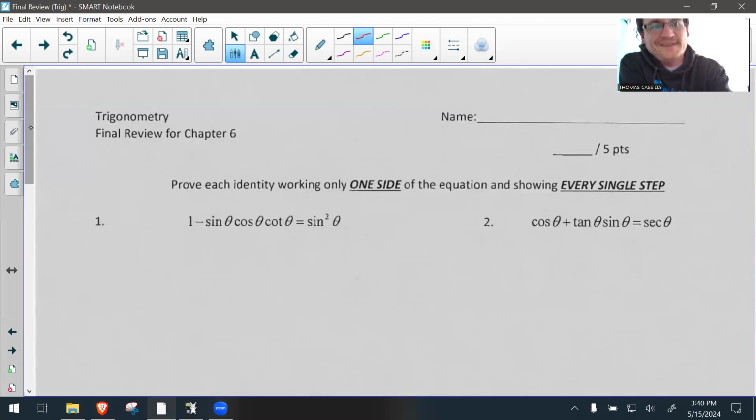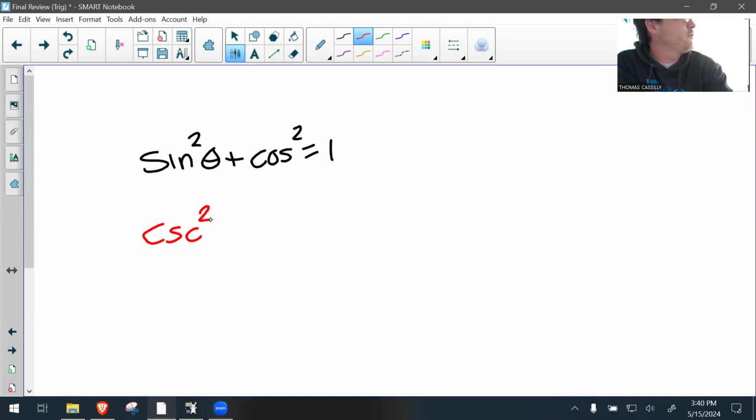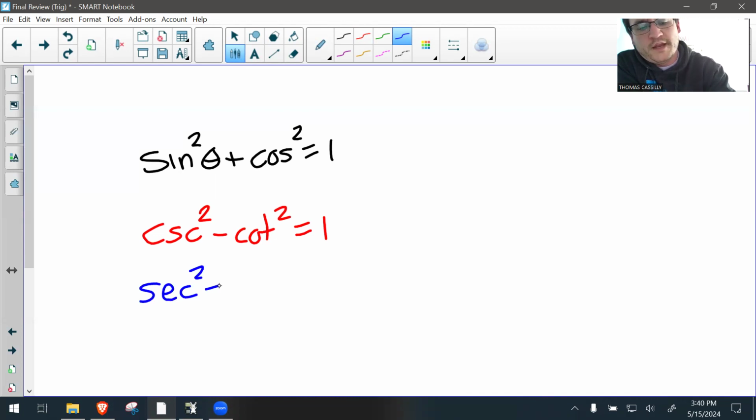Now the biggest identity that we needed to focus on was sine squared of theta, or ABC, whatever angle you want to call it, plus cosine squared. That was equal to 1. All right, that was a big one. Another one we had was cosecant squared minus cotangent squared. That also equaled 1. And then the last one we had here was secant squared minus the tangent squared. Believe it or not, that one's also equal to 1.